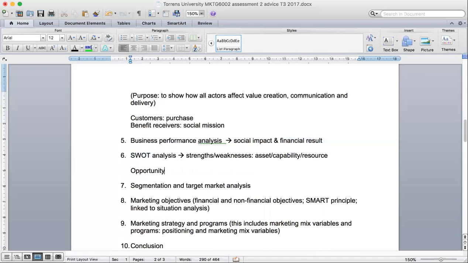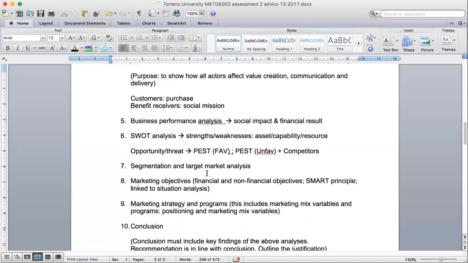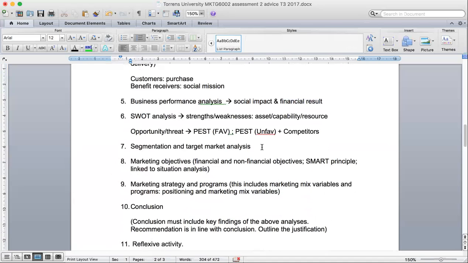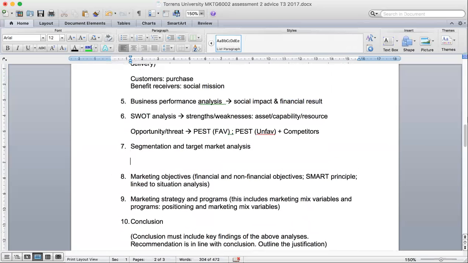And opportunities and threats. Please show the link to your PEST analysis, right? Favorable PEST factors would be in your opportunities. Unfavorable PEST factors would be in your threats, plus competitors. So include competitors in your threat analysis. Then you analyze the target market. Here, as we discussed before, please use the four segmentation variables, and I would strongly recommend you to look at the Roy Morgan Value Segments. Okay. In particular, please investigate the socially aware group. Okay.